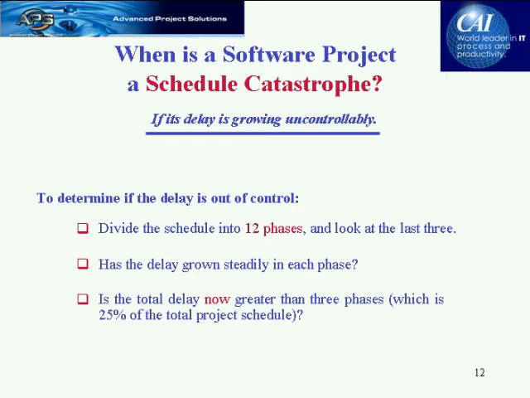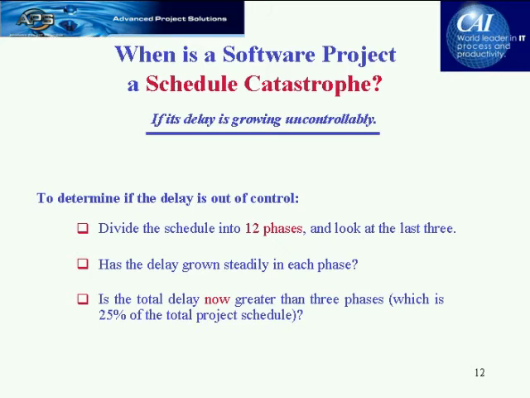So when is a software project a schedule catastrophe? In other words, when does a schedule determine that a project is in serious trouble? And the answer is simple: if its delay is growing uncontrollably. What does that mean? It means essentially that everything we try in order to pull the schedule back in to where it should be is failing, and we don't expect it to get any better.